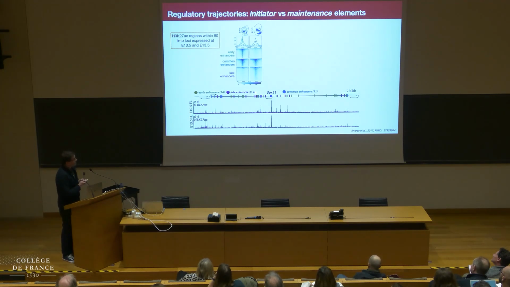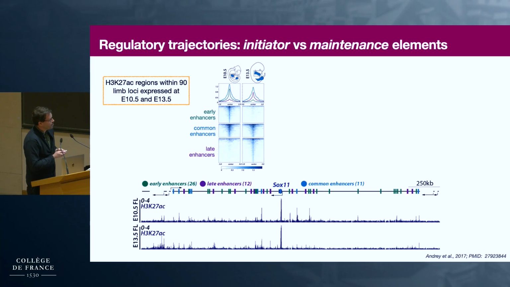To give you an example, the SOX11 gene: you can see the promoter of the gene active at E10.5 as well as at E13.5, so 3 days later. And you can see that within the regulatory landscape of SOX11, the enhancers are changing quite a bit. This one, for example, is very active at early stage, but it's not active at late stage. This is a so-called early enhancer. You have then this one here that is active at both stages, right? That's a common enhancer. And then, for example, you have this one here that is active more specifically at late stage. That's a late enhancer.